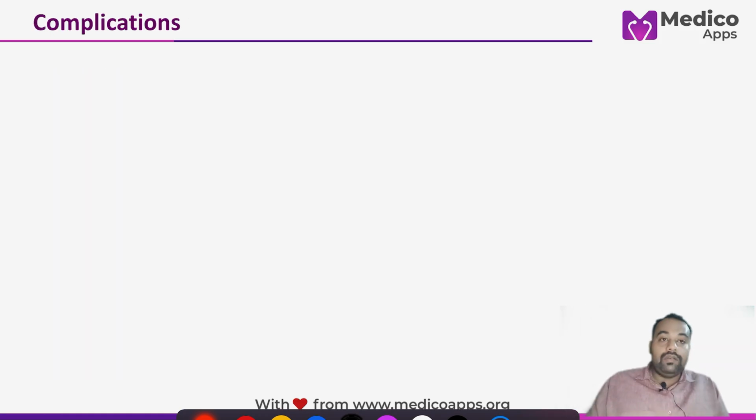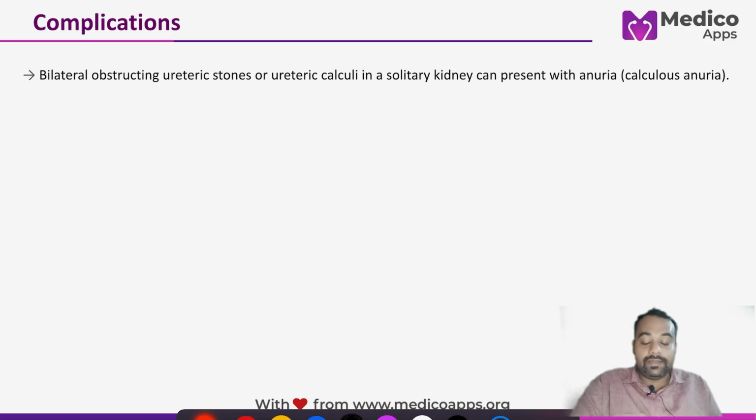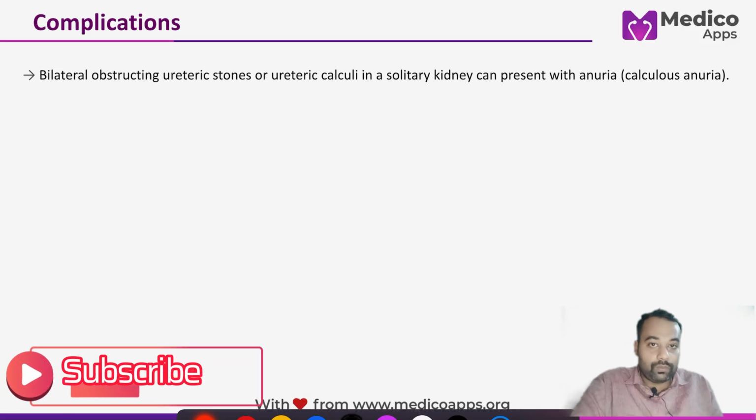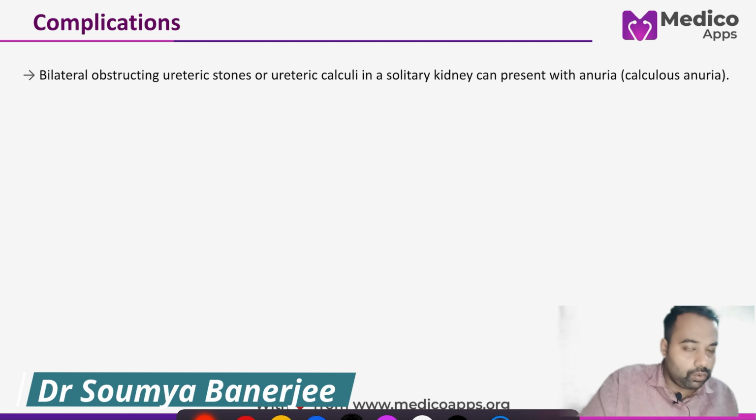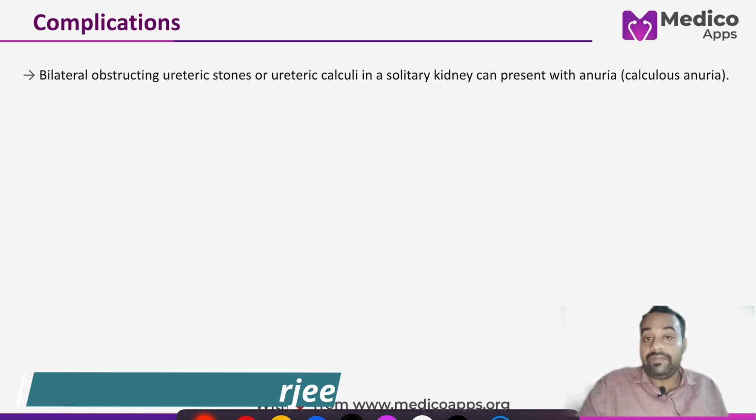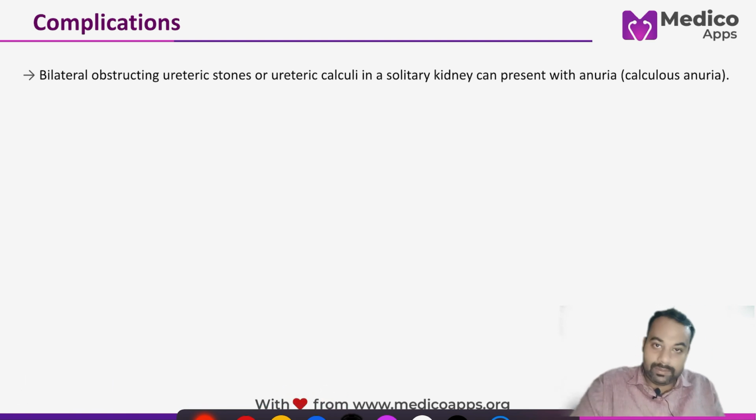Now, what are the complications of urolithiasis? That is your bilateral obstructing ureteric stone, right? This obstruction eventually presents with a bilateral hydronephrosis. There is obstructive uropathy that has been known. Apart from that, there are some infective sequelae that can also be seen.